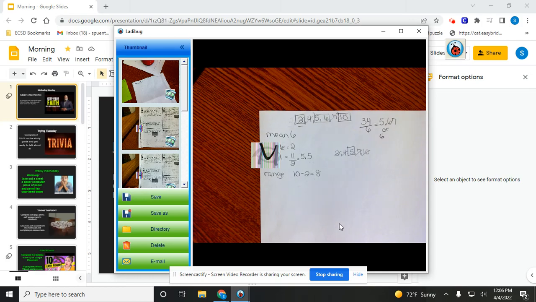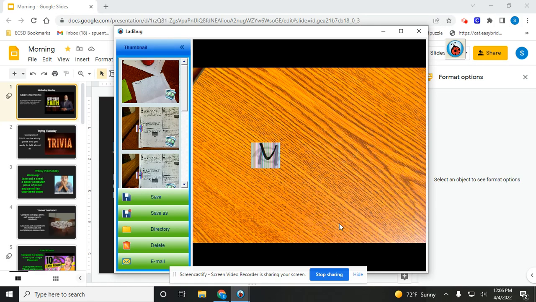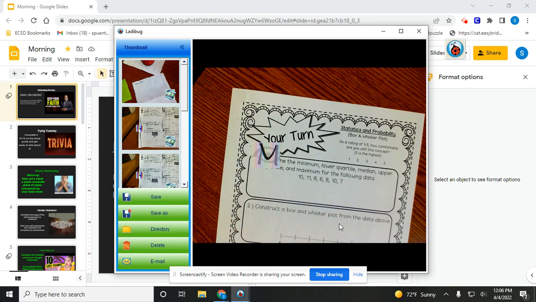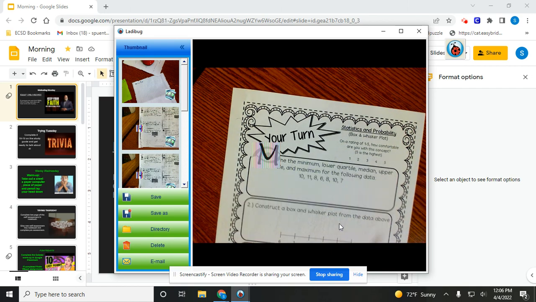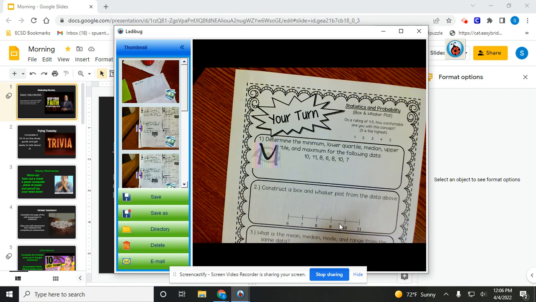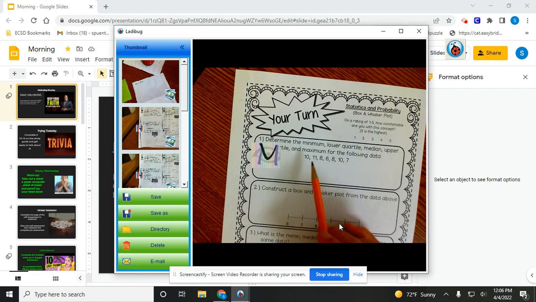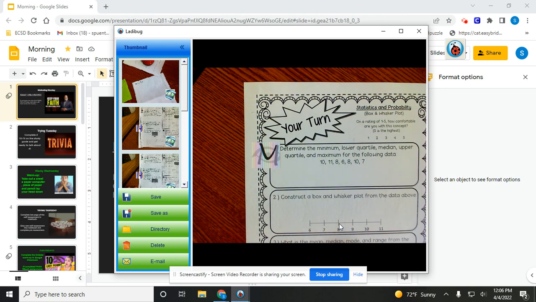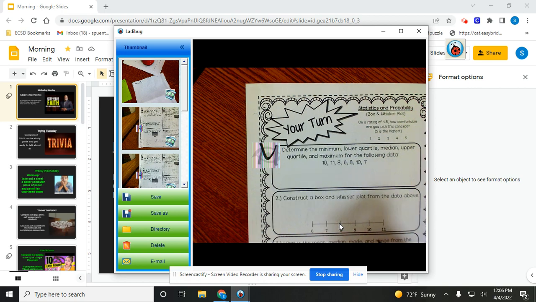All right, you guys. So we are going to go ahead and go on to our assignment for today. We are going to look at the mean, median, mode, as well as the lower quartile, upper quartile, and the min and max of all the numbers. Everything that we're going to do today has to do with the 10, 11, 8, 6, 8, 10, and 7. So let's go ahead and just knock out first and foremost, which is putting our numbers in order.